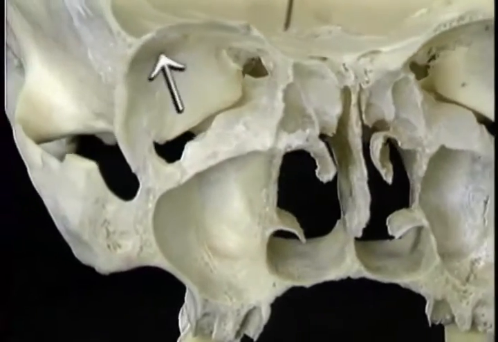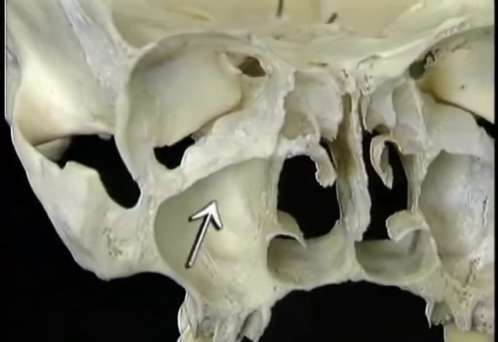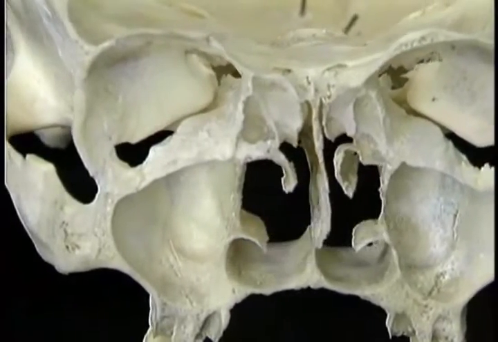Here's the back of the orbital cavity. Below it is the hollow space in the maxilla, the maxillary antrum, which we'll look at later.